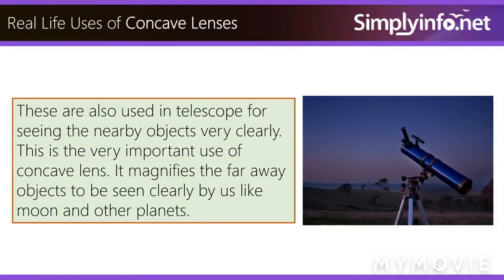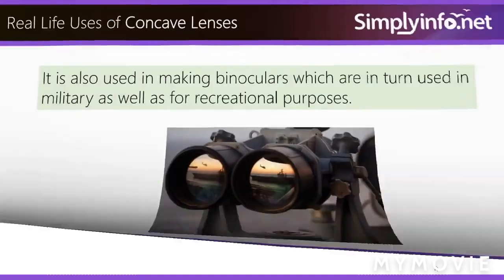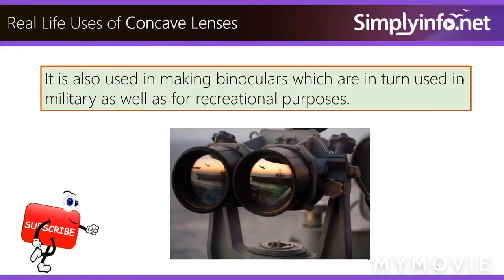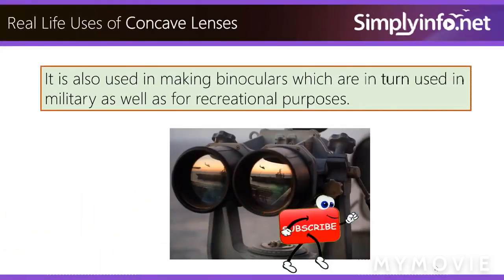These are also used in telescopes for seeing nearby objects very clearly. This is a very important use of lenses. It magnifies faraway objects, like the moon and other planets, to be seen clearly by us. It is also used in making binoculars, which are in turn used in the military as well as for recreational purposes.